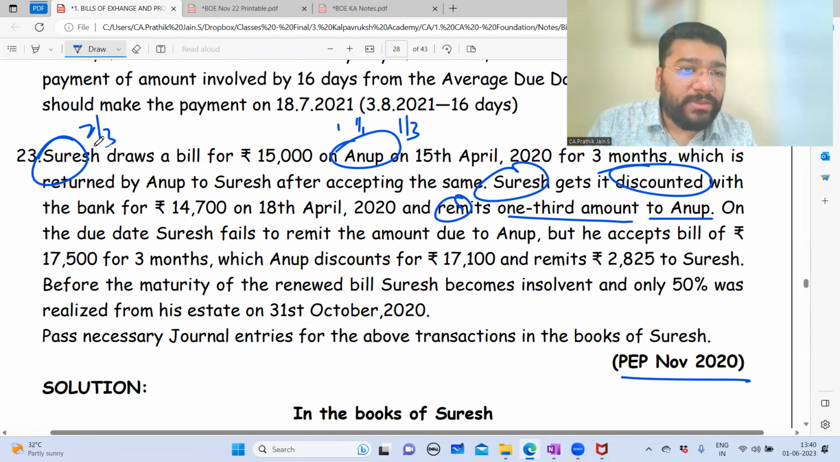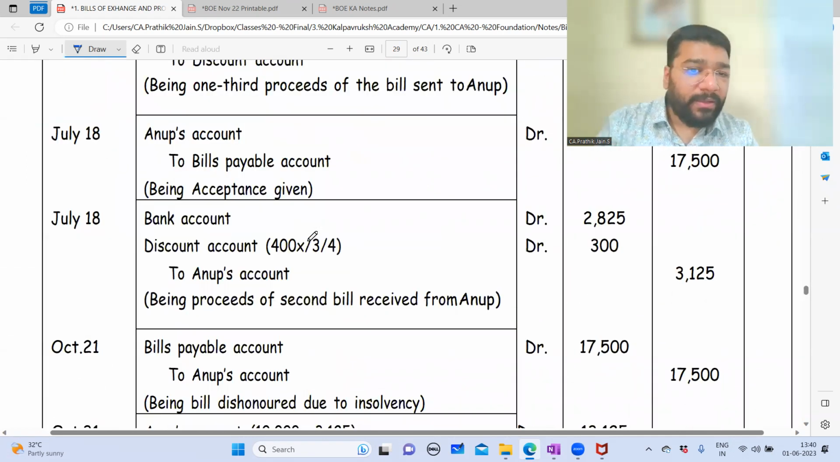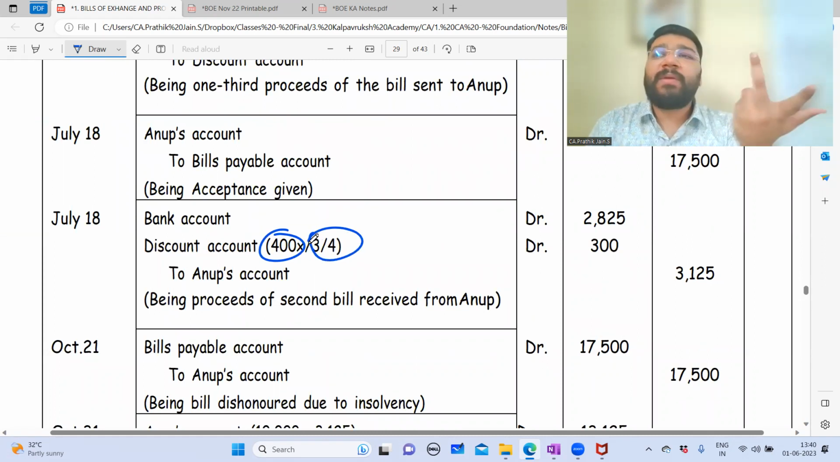Balance 2/3 is with Suresh. So here, when the second bill is drawn, what should be the proportionate charges? 1/3 and 2/3 only. If you look at this, the discounting charge is 400. It should be balanced 1/3 or 2/3. They have done 3/4. So from that 3/4, I don't know.